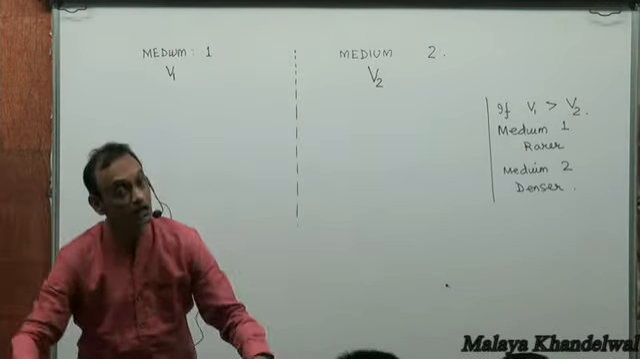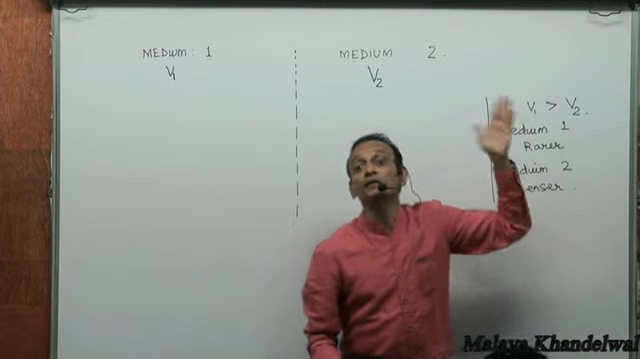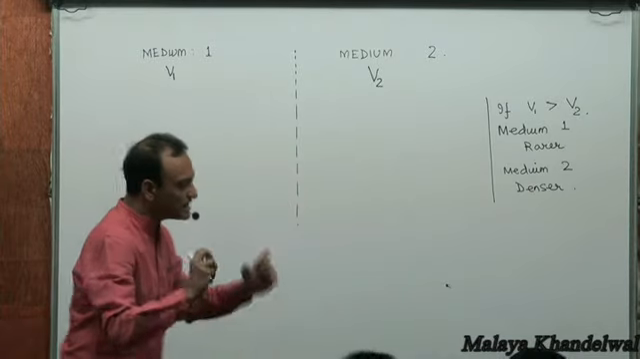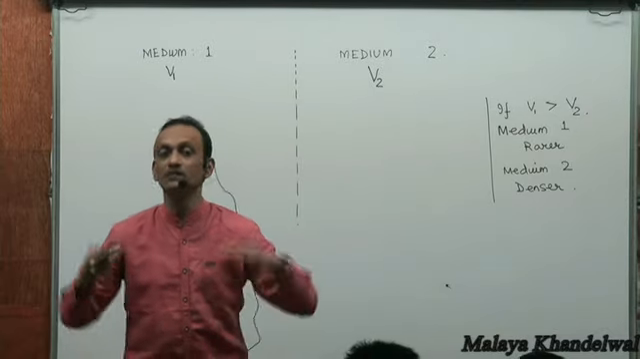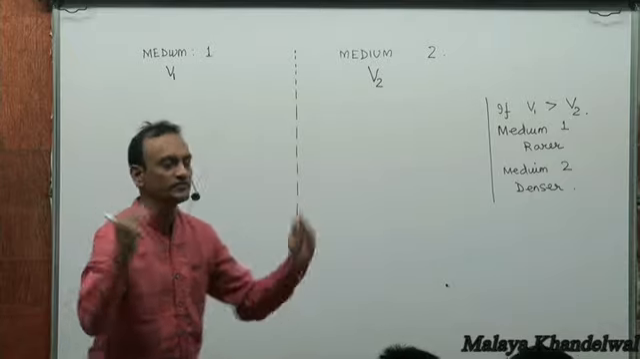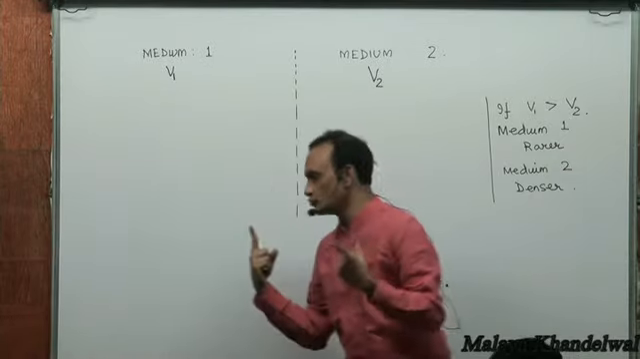So, if V2 is more than V1, then medium 1 would be denser, right? In denser medium, the wave will travel with a smaller speed. In rarer medium, the wave will travel with a larger speed, right? That's how we define a rarer and a denser medium when we end up comparing two media, right?